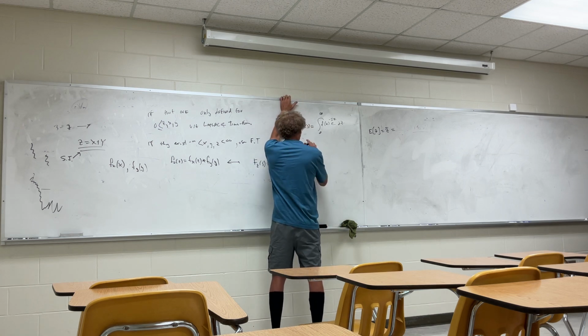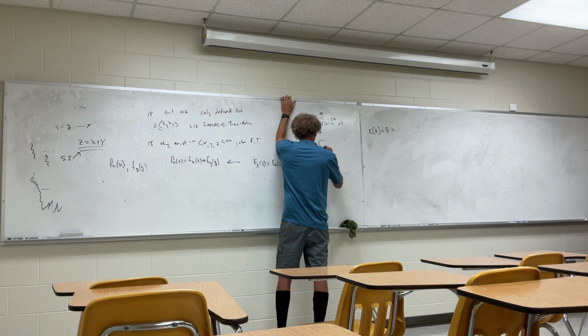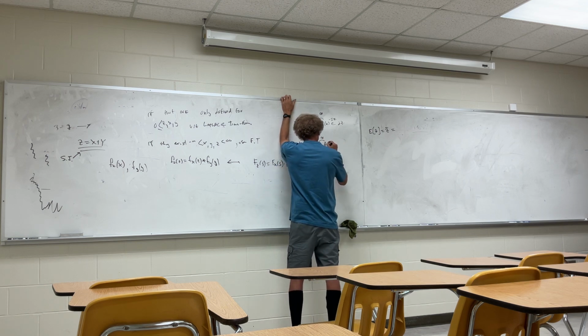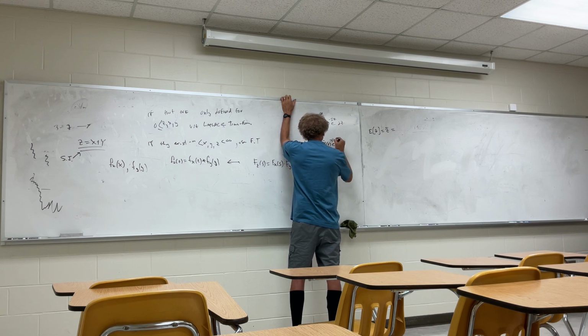And I might as well put down here, if you have f of omega, the Fourier transform, then the integration goes from minus infinity to infinity of whatever this is, call it f of z, and it would be e to the minus j omega z dz.